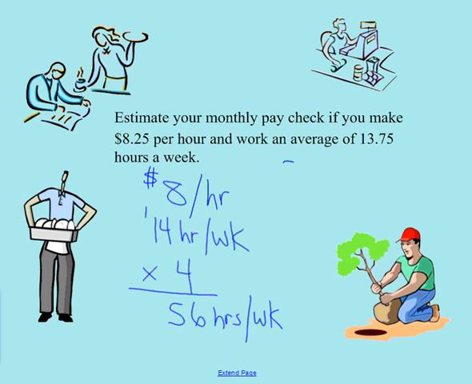So 56 times 8 will give us our total monthly pay. 8 times 6 is 48. Put down the 8, carry the 4. Times 5 is 40, plus 4 is $448 per month. Once again, estimation has made what could be a more difficult calculation into a fairly simple problem.